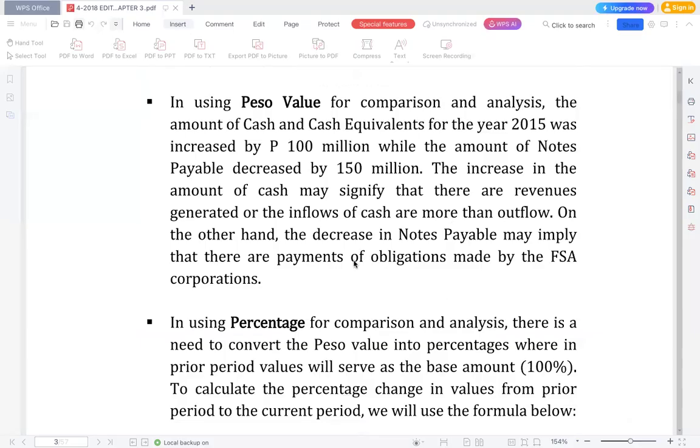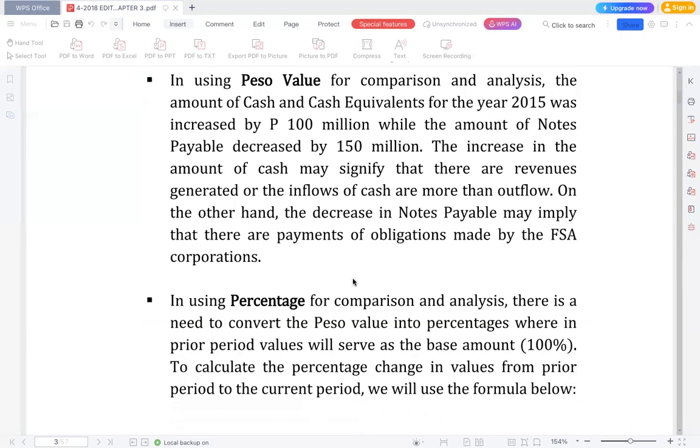Now, aside from analyzing horizontally based on peso value, you can also use the percentage change. For comparison and analysis, there is a need to convert the peso value into percentages, wherein prior period values will serve as the base amount. So, last period versus current period.